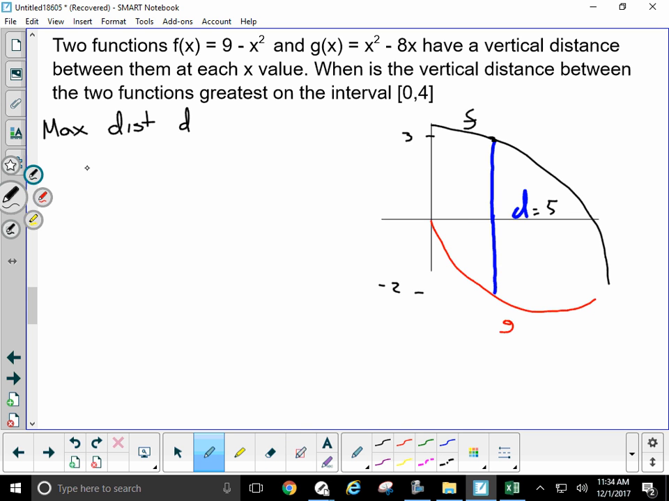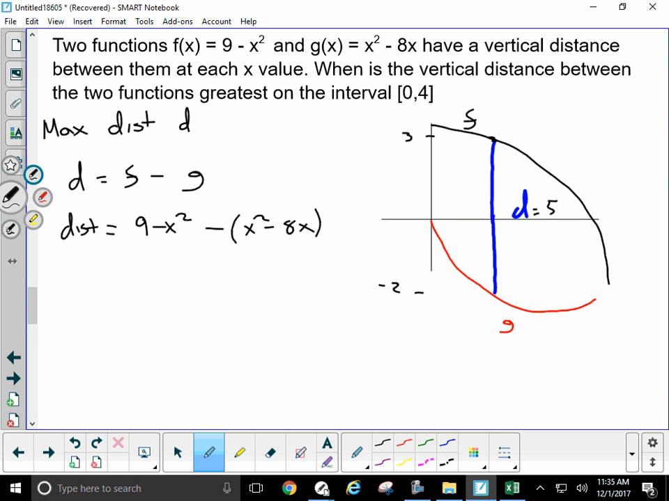You would just subtract the bottom function from the top function. So the distance, or d, between the two functions, the expression for it would be 9 minus x squared minus x squared minus 8x. I'm going to take the derivative of that and set it equal to 0, and I'll be able to find the max distance. It's that simple.